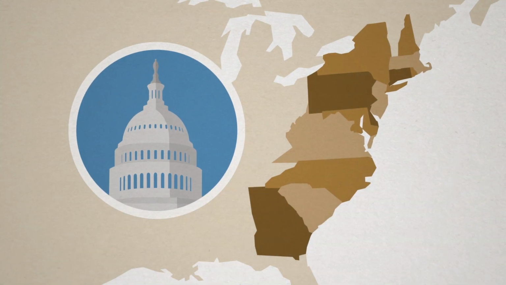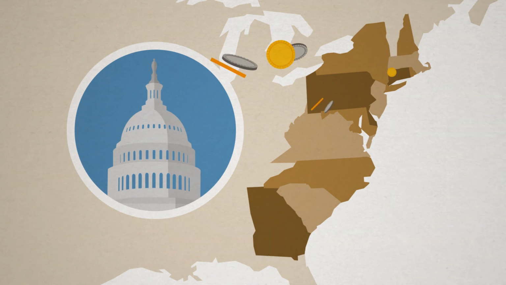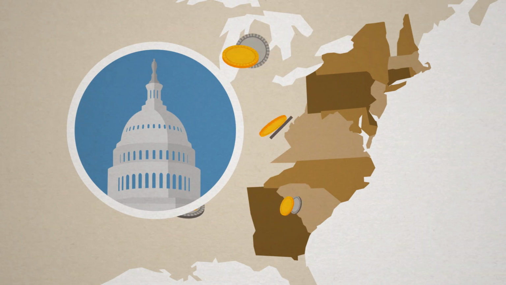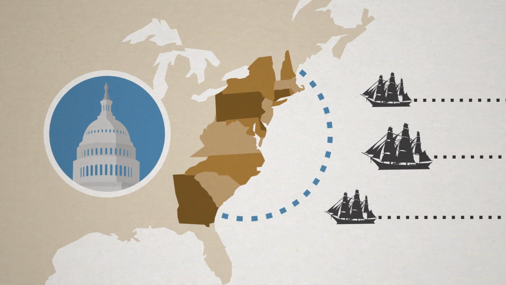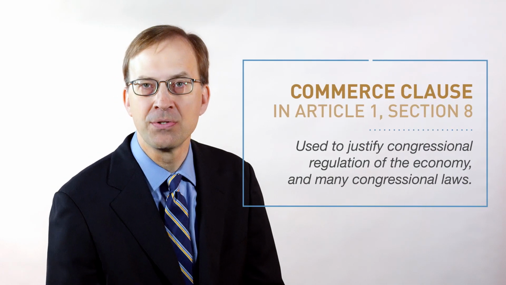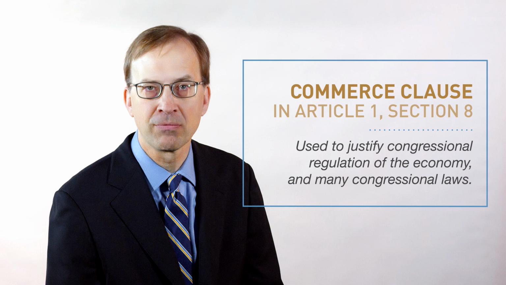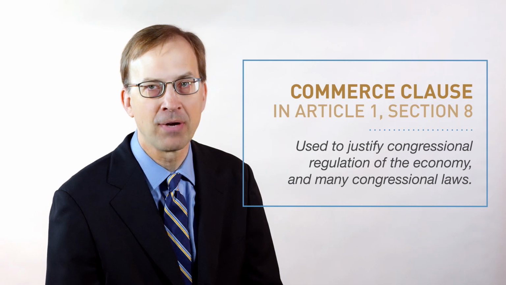But even here, the power was limited in that federal taxes had to be uniform across all the states. Congress retained sole authority to regulate trade with other nations. Nonetheless, in future eras, including today, the Commerce Clause is used to justify almost any congressional regulation of the economy and many congressional laws. This appears to be at variance with the narrow and defined purpose of the Commerce Clause in Article 1, Section 8, at the time it was written.